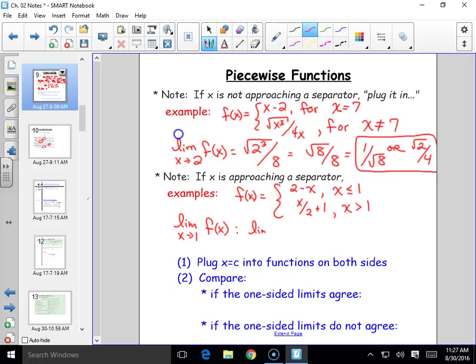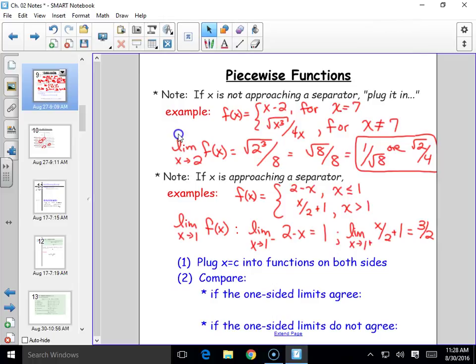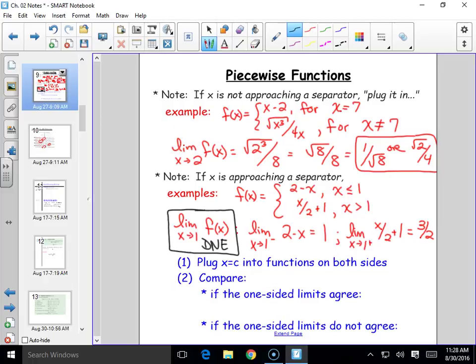The one-sided limits exist, right? So limit as x approaches 1 from the left, where are we going to plug that into? The top one, which is going to be 2 minus x, which equals 1. Remember, that's not a negative, that's from the left. Then we have to compare that to the limit as x approaches 1 from the right, of the bottom one. It's above, so it's x over 2 plus 1, which equals 3 halves. So the limit is non-existent, hence the limit does not exist.